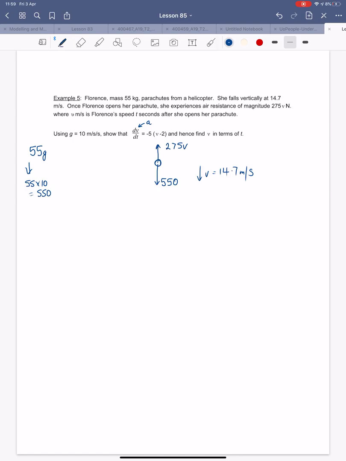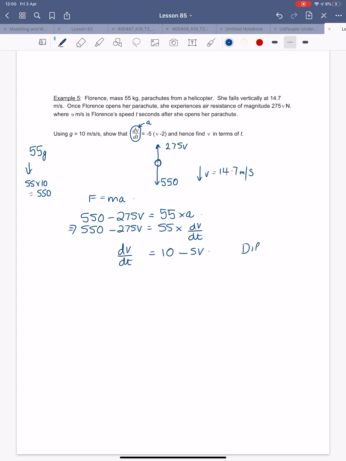So what we've got here, net force is mass times acceleration. So net force is 550 minus 275 V equals 55 times acceleration. Okay. Now, look, we're using dv by dt here. So 550 minus 275v equals 55 times dv by dt. Okay. So I'm going to divide both sides by 55. dv by dt, 550 divided by 55 is 10. 275 divided by 55 is 5.